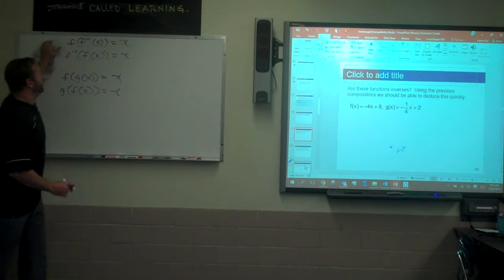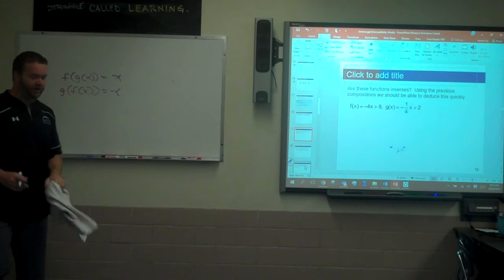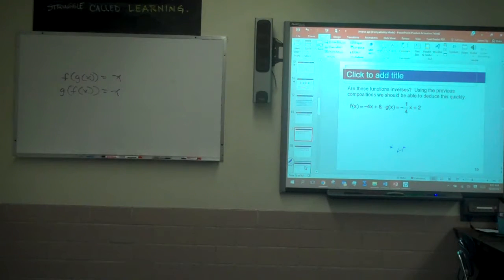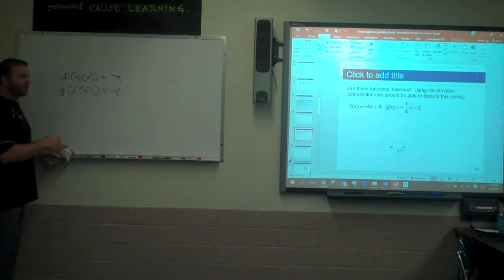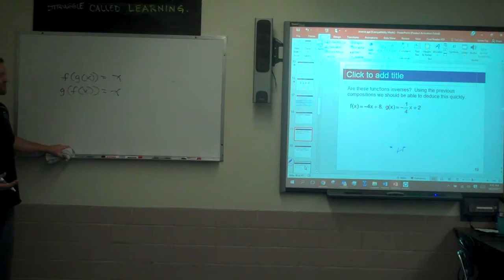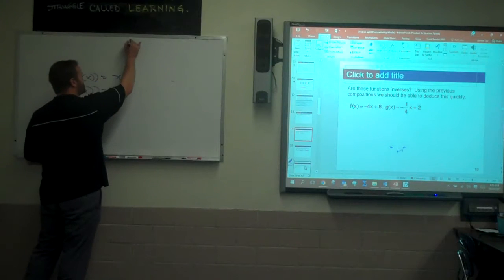So we're going to do that with those two functions. We'll do two examples of this. Negative 4x plus 8 and negative 1/4 x plus 2. They're both linear, so they're kind of boring to deal with because the algebra is pretty easy.